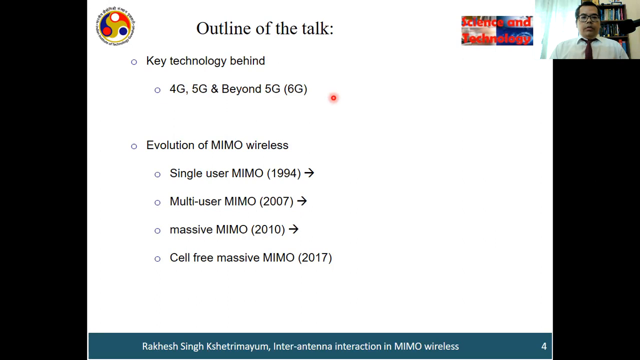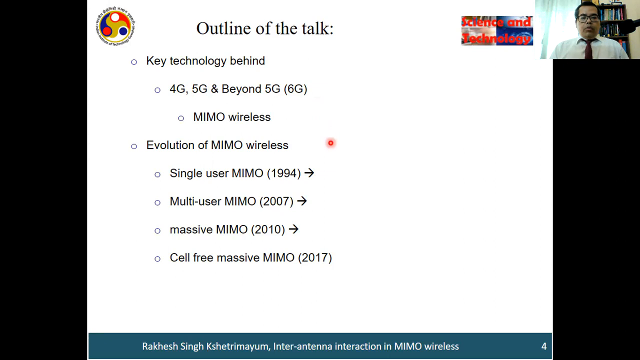So the fundamental question is, what is the key technology behind the 4G, 5G, and 6G generations of wireless or mobile communications? The answer is MIMO wireless. MIMO wireless is the key technology behind 4G, 5G, and beyond 5G or 6G wireless communications. So that is the topic of discussion today, and it's going to be quite interesting.